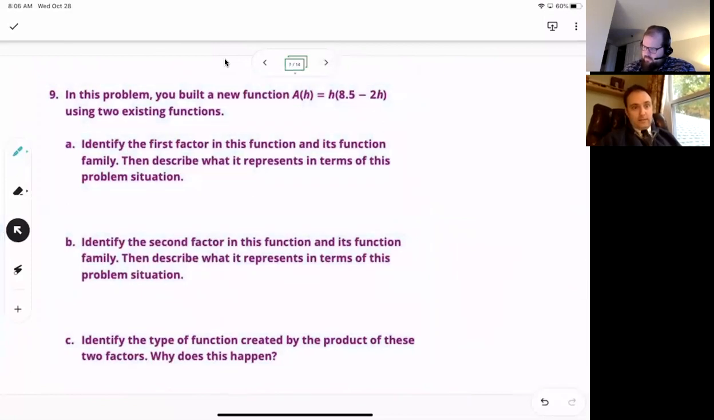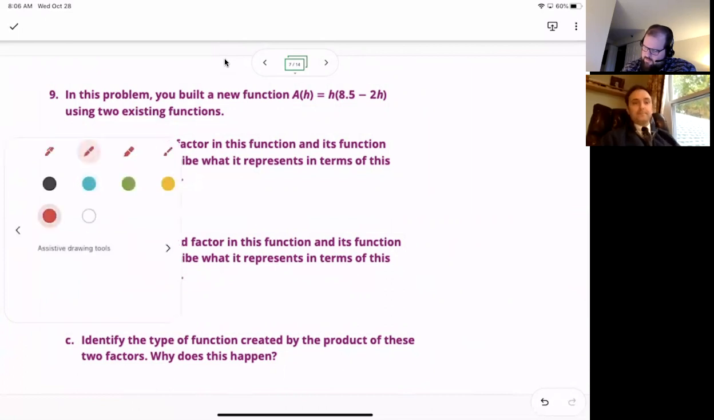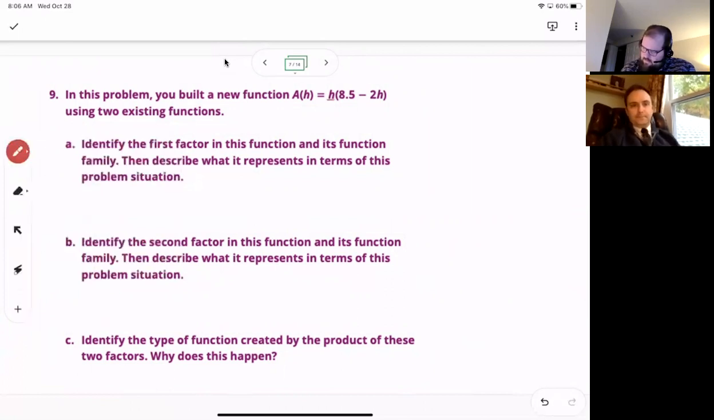Identify the first factor and its function family. H. Okay. So it's breaking this up into its factored form like we did. What do they mean by its function family? Well, we've talked about 3 function families so far. We've talked about linear functions and quadratic functions and exponential functions. Oh, and those are called families. They are. Got it. I'm going to identify this as linear, and I can do this kind of by elimination.